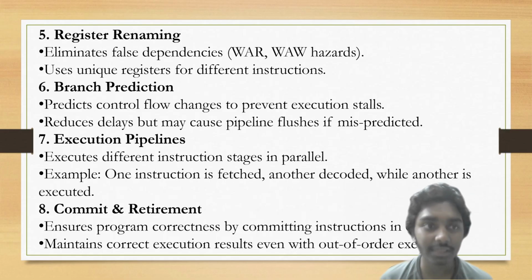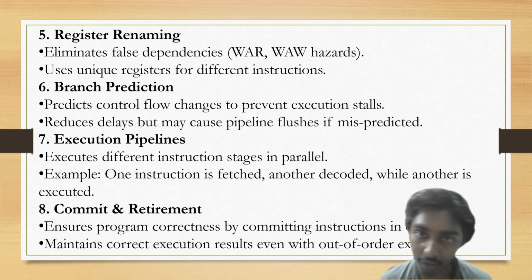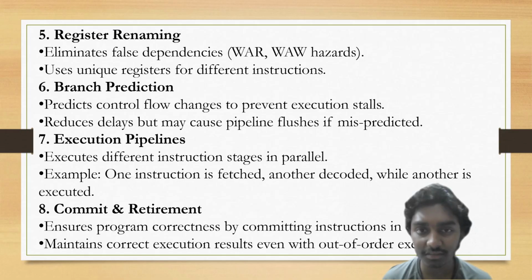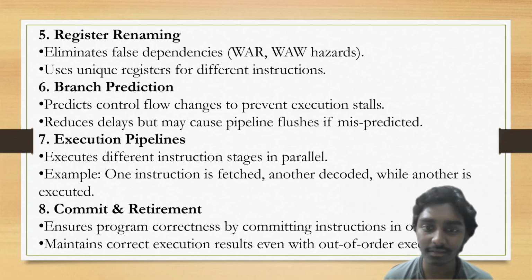Another important characteristic of this processor is branch prediction. Superscalar processors use branch prediction to anticipate control flow changes, reducing delays caused by conditional branches. Mispredictions, however, can lead to pipeline flushes, reducing efficiency in some cases.